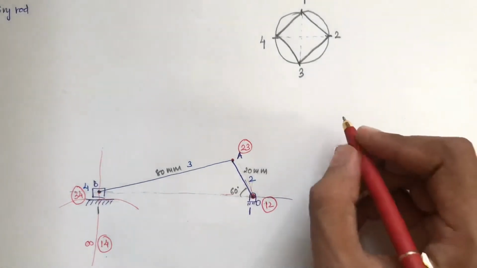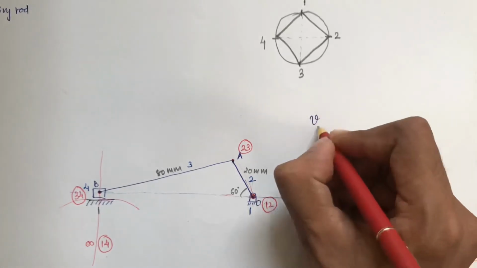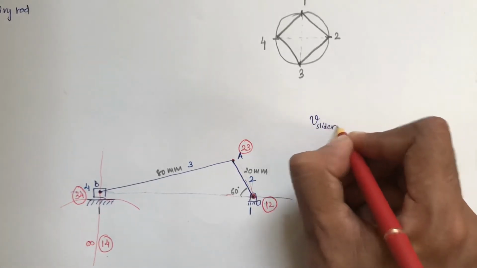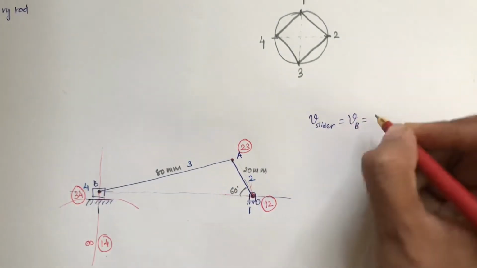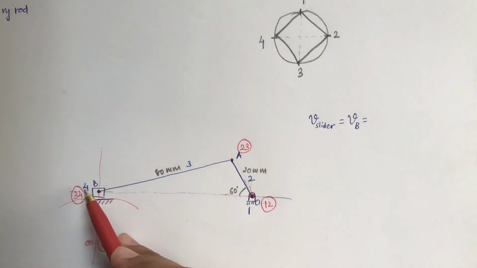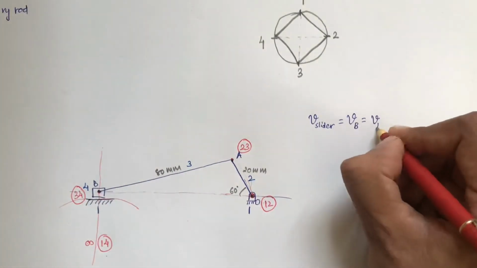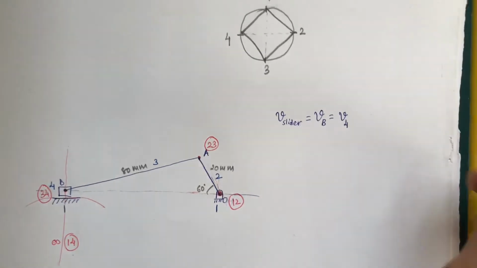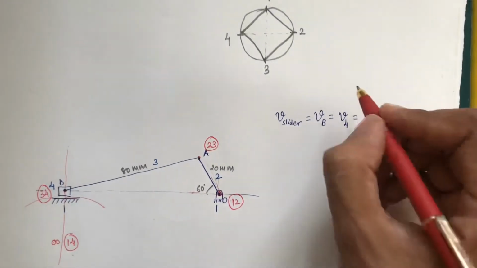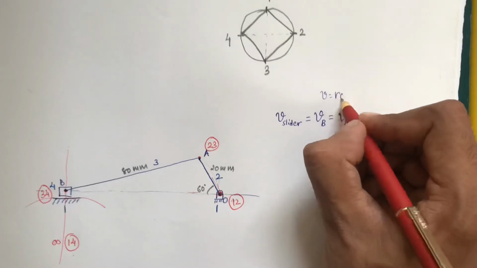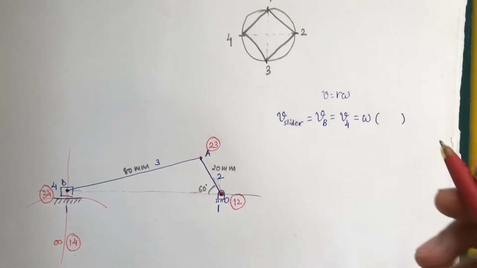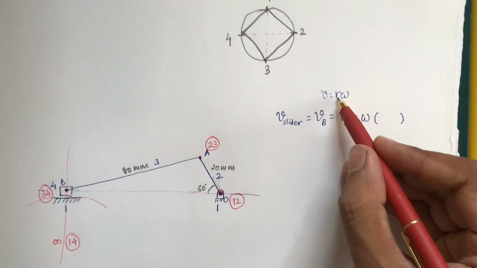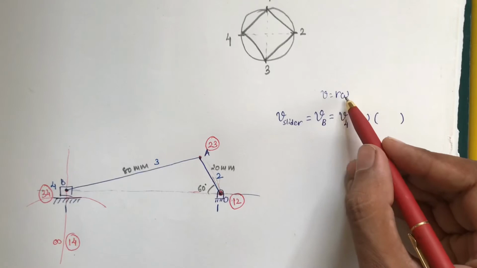In our question, we are required to find the velocity of the slider. Here the slider name is given as B, so that is velocity of B, equal to velocity of the fourth link, as the slider is the fourth link. So these are all the same, equal to the formula of velocity V equals R into omega. So we can write omega into R also. Here R represents the distance between two instantaneous centers and omega represents the angular velocity of the link.